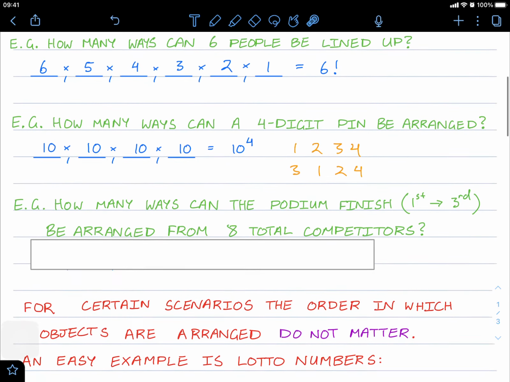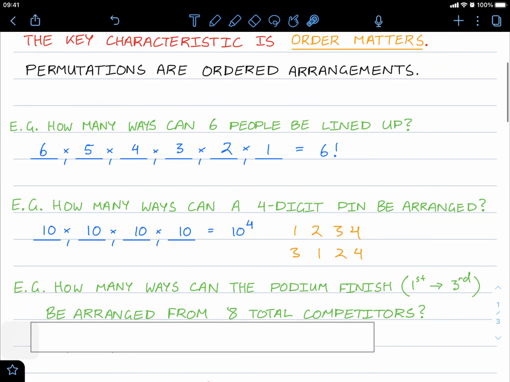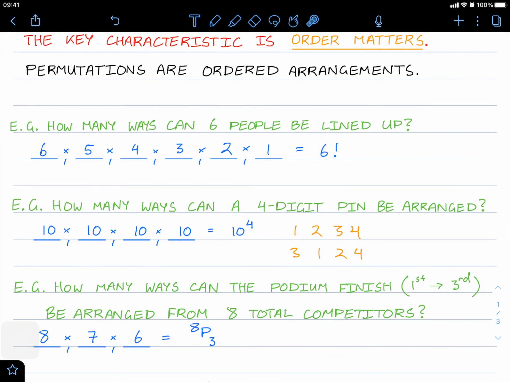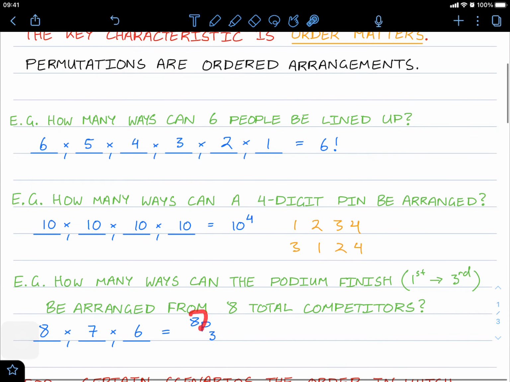In the exact same way, how many ways can the podium finish, first, second, or third, be arranged from 8 total competitors? This was using the permutation, which was 8 times 7 times 6, or 8 total objects and 3 positions, and order matters. 8 pick 3, 8P3.